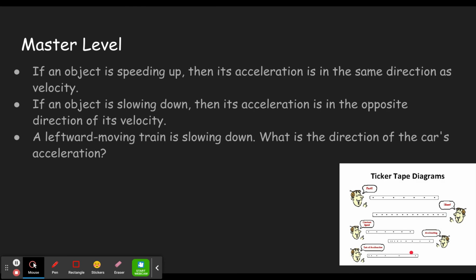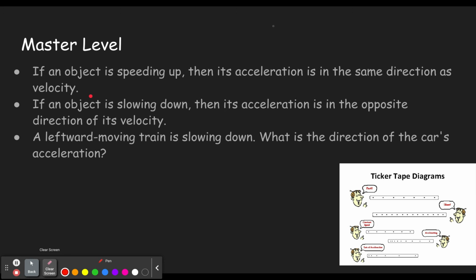Then on the master level, I guess I didn't have these come in one at a time. That's okay, we can focus here. If an object is speeding up, then its acceleration is the same direction as its velocity. Just really quick, an object is moving that way, and then it's moving that way faster. You can see the change in these arrows is in the same direction as the object is moving. So if it's speeding up towards the west, then its acceleration is pointed west. If it's speeding up to the left, then its acceleration is to the left.